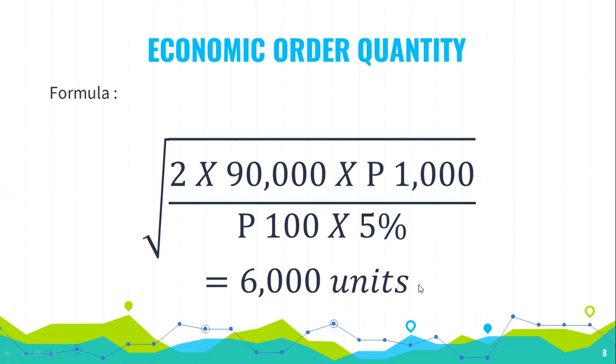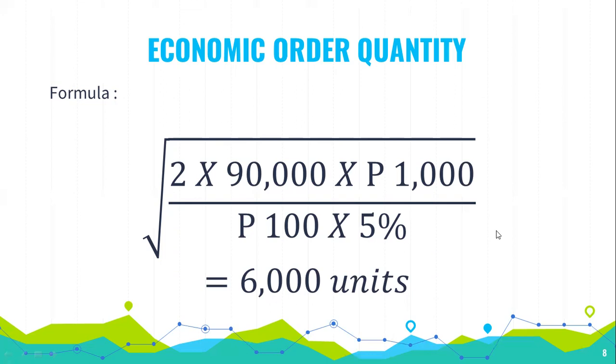What does it mean? It means that every time you order, you need to order 6,000 units. If you order 6,000 units, this is the point in which the total inventory cost is at its lowest. So this is what we call the economic order quantity. If you order 6,000 units every time you order, that is the point in which the total inventory cost is at its lowest. So that is EOQ.